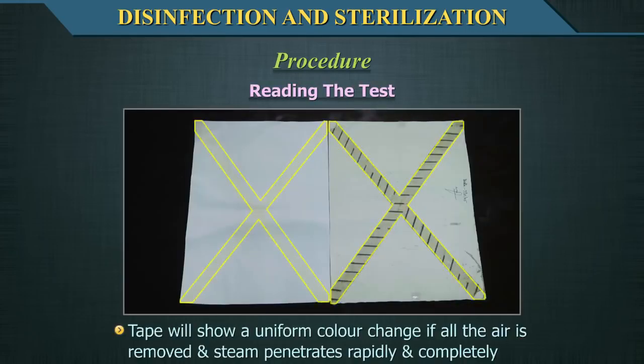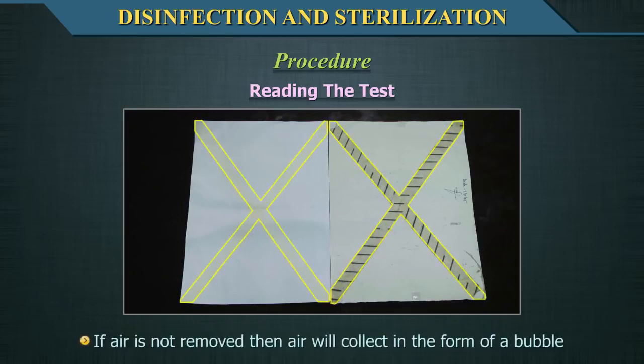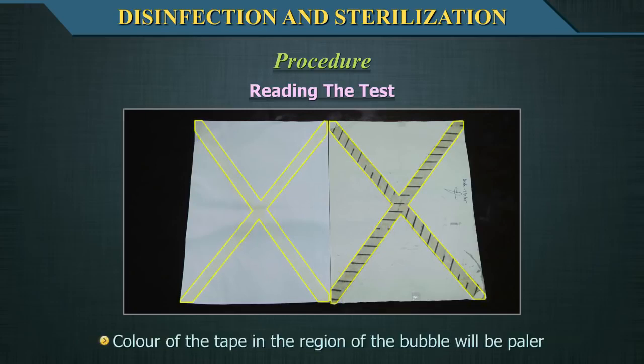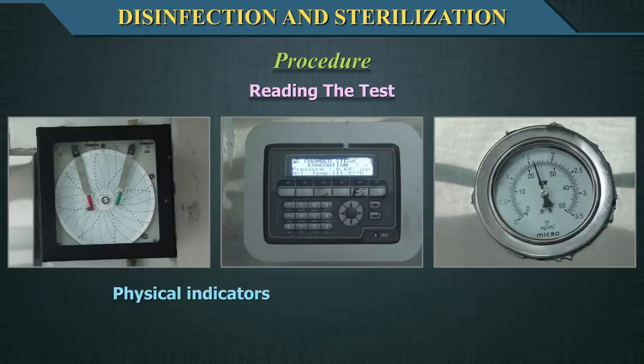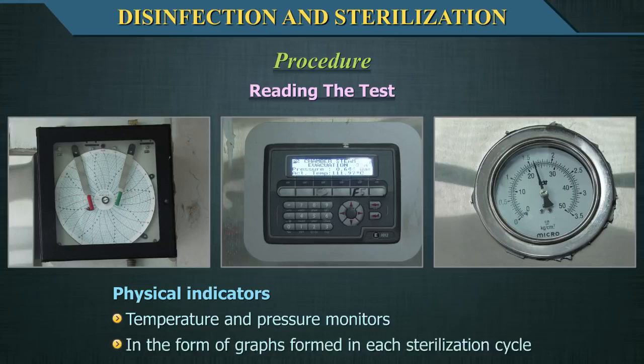The tape will show a uniform color change if all the air is removed and steam penetrates rapidly and completely. If all the air is not removed, then air will collect in the form of a bubble. The color of the tape in the region of the bubble will be paler than elsewhere because of the low temperature and reduced moisture level. Chemical indicators are also commercially available. Physical indicators to check the sterilization process are temperature and pressure monitors. They can be in the form of graphs formed in each sterilization cycle.